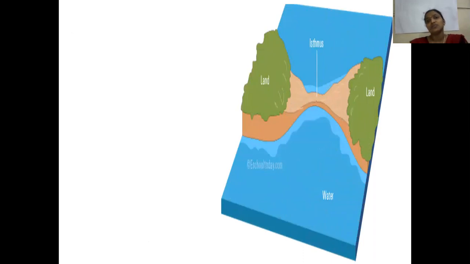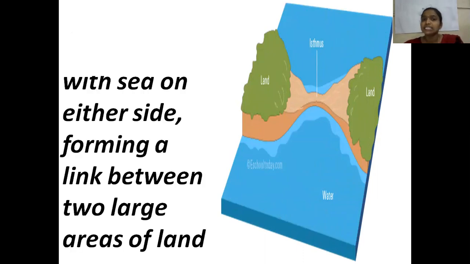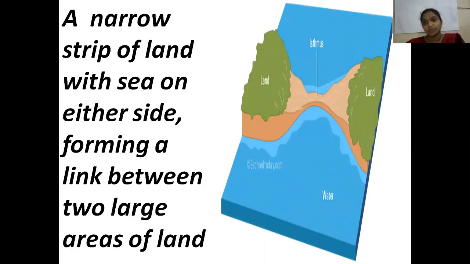Okay, children. Now we are learning about the isthmus. What is an isthmus and why are we learning about it? An isthmus is a narrow strip of land with the sea on either side, forming a link between two large areas of land. You can see here a narrow strip of land. On this side you have the Pacific Ocean, and on this side you have the Atlantic Ocean. With the sea on either side, forming a link between two lands, that is North America and South America. So this is called an isthmus.